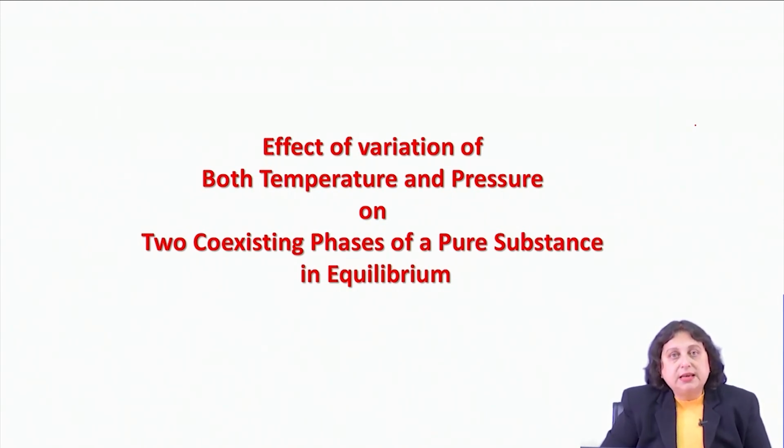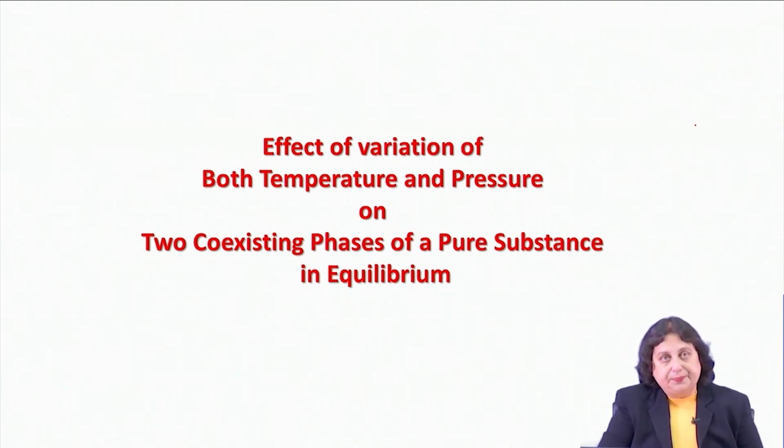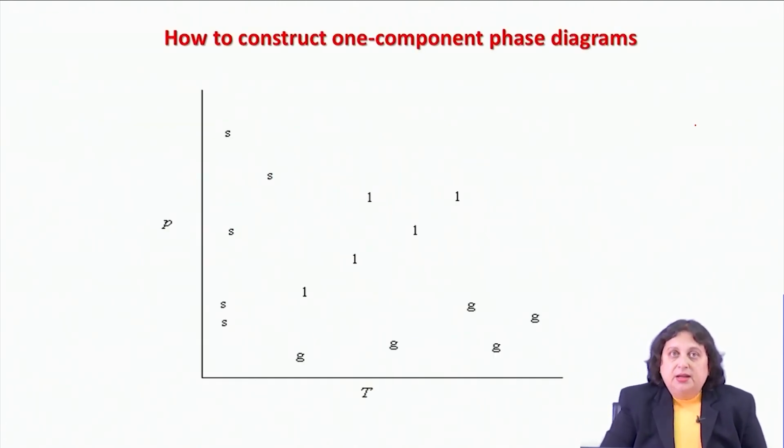Now we are taking up this problem of the effect of variation of both temperature and pressure on two coexisting phases of a pure substance in equilibrium. Let me take a step-by-step approach to define the problem. First of all, we need to understand how to construct a one-component phase diagram of a given substance.